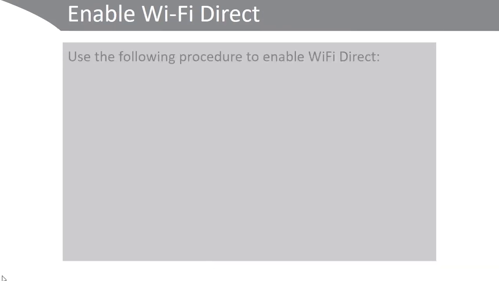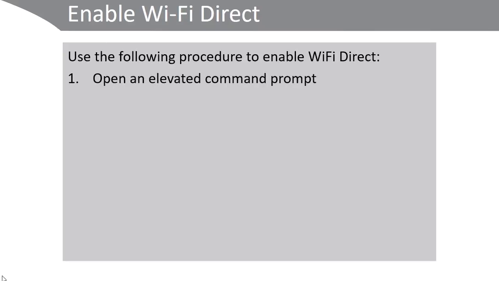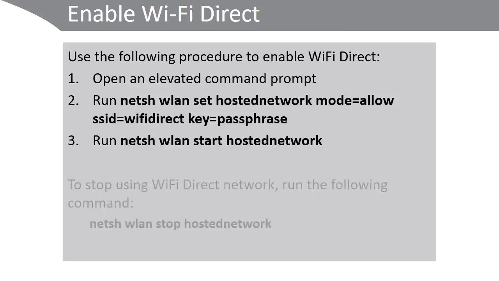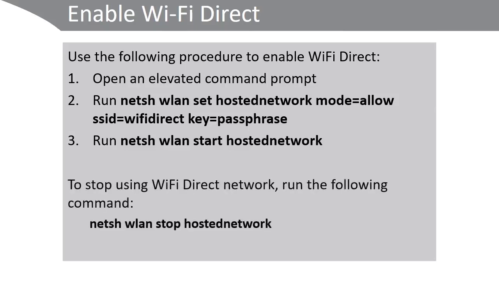To enable Wi-Fi Direct, use the following procedure. First of all, open an elevated command prompt. Then run the netsh wlan set hostednetwork command. Specify the mode, which is allow, specify the SSID that you want to advertise, and then specify the password using the key parameter. Then run the netsh wlan start hostednetwork command. Later, if you want to stop using Wi-Fi Direct, run the netsh wlan stop hostednetwork command.